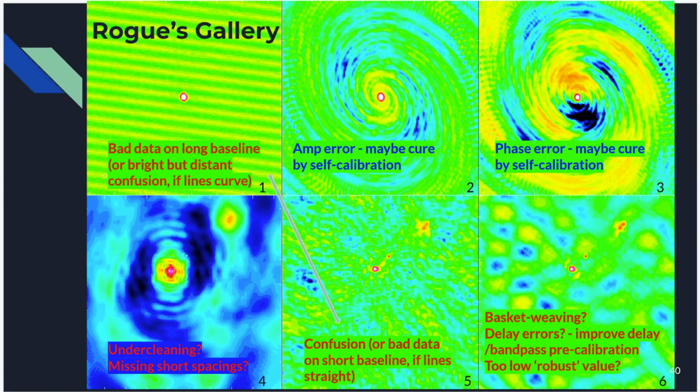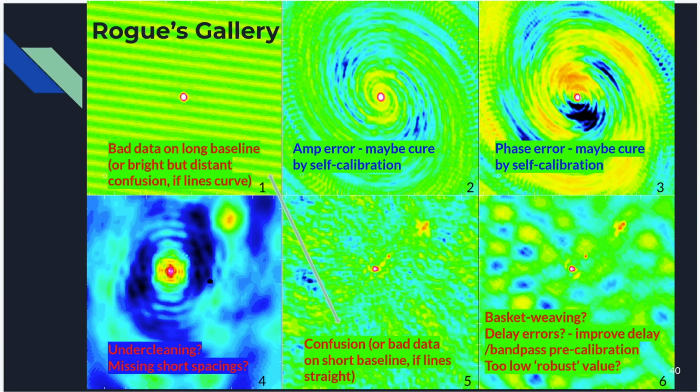So the stripiness might be bad data, but it could also be a very far off confusing source. But usually, if the stripes are completely parallel, then it's bad data. And in theory, you can figure out whether it's on a long baseline or a short baseline. If the stripes are very close together, then it's an antenna on a long baseline that's giving the bad data, and vice versa. And as I've mentioned earlier, symmetric errors, as in image number 2, are probably amplitude errors. Phase errors are anti-symmetric.